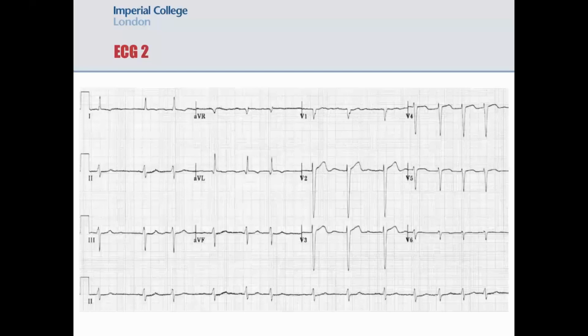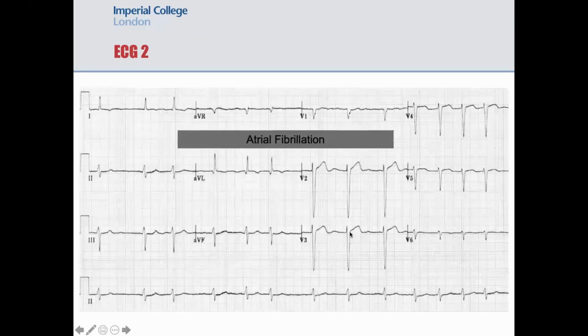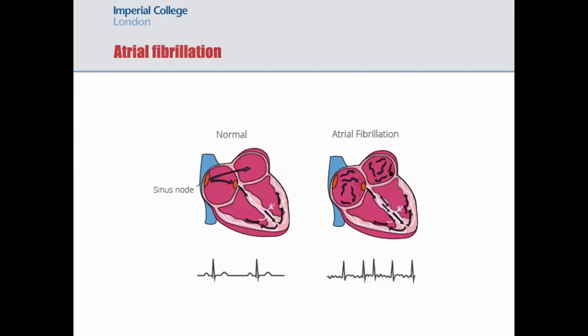Essentially, like we said earlier, an irregular rhythm with no P waves is atrial fibrillation, and this is what this ECG shows. So now I'm just going to go through some more background on AF and how you would treat it. This is just the mechanism of AF.